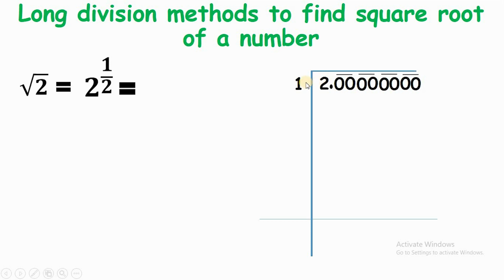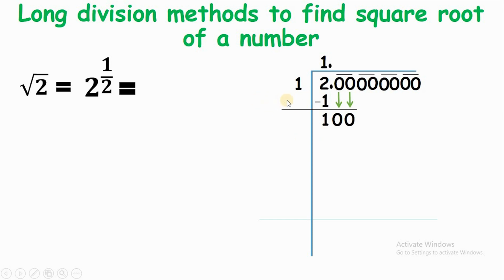And now here you have to find a number which when multiplied with itself, it should give either 2 or less than 2, not more than 2. So we'll see that 1 is 1 and 2 2s are 4. So 4 is more than 2. Therefore we'll take 1. 1 into 1 is 1. So you subtract it, you'll get remainder 1. Move the point upward over here, and then we have already made the group, so we'll take 2 zeros down.